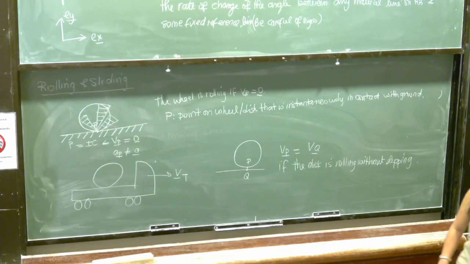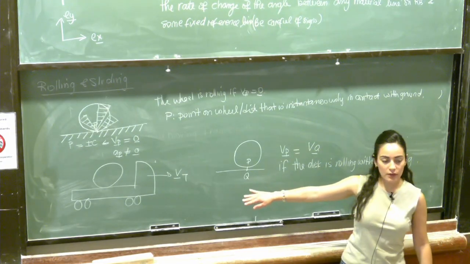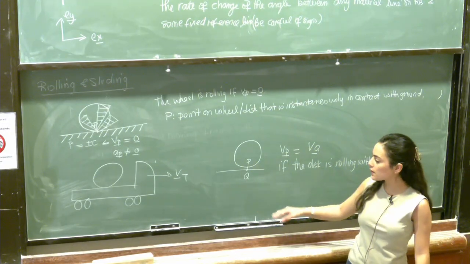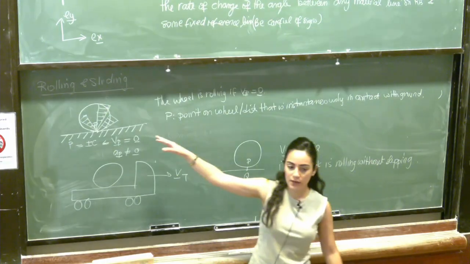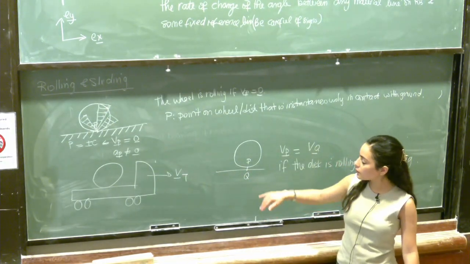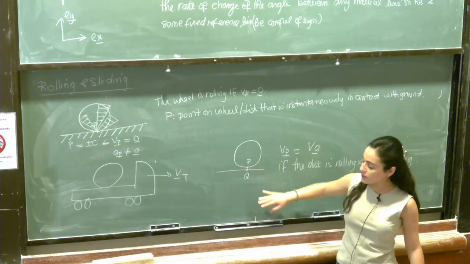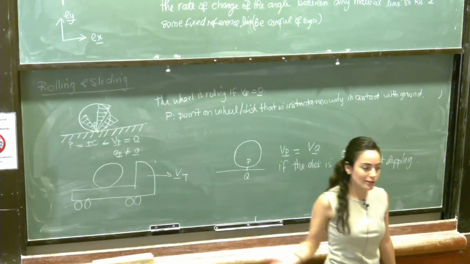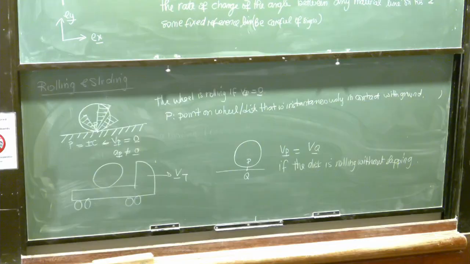If VQ is 0, the disk is on a stationary surface, and this just means that VP is 0, we recover this case. If not, if the disk is rolling without sliding on a moving surface, then the velocity of P and the velocity of Q should be the same. What are P and Q? They are points on the disk and the surface. P is the point on the disk that is in contact with the surface, and Q is the point on the surface that is in contact with the disk. Okay?